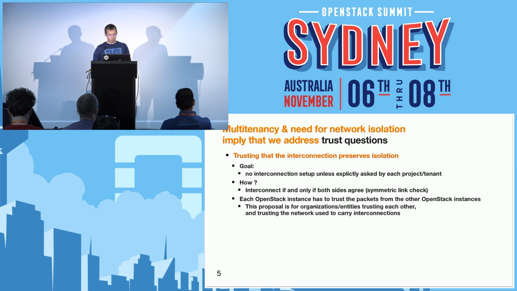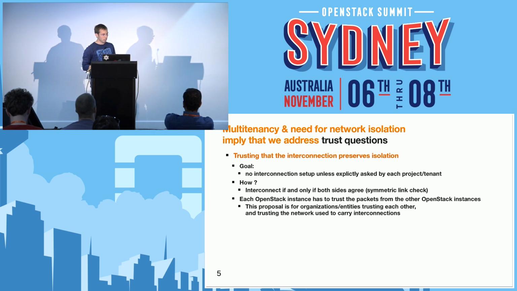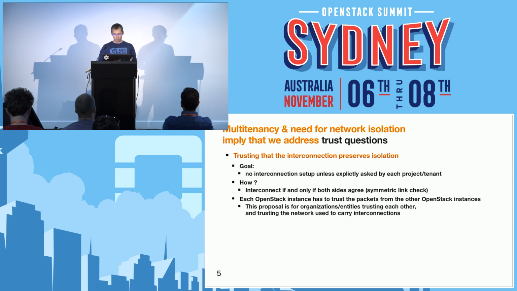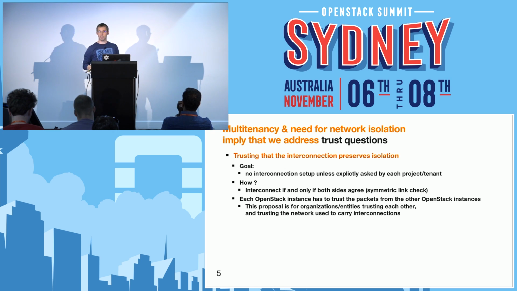The last point related to this isolation, which is important to mention, is that as soon as you don't authenticate packets, we have an obvious requirement that each OpenStack instance has to trust the packets coming from the other OpenStack instances. So this proposal is for organizations and entities trusting one another and also trusting the network that will be used to carry interconnections. If you don't have this verified, then you need to use some other solution, possibly relying on packet encryption and authentication.